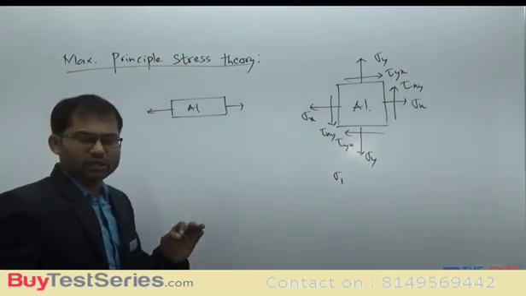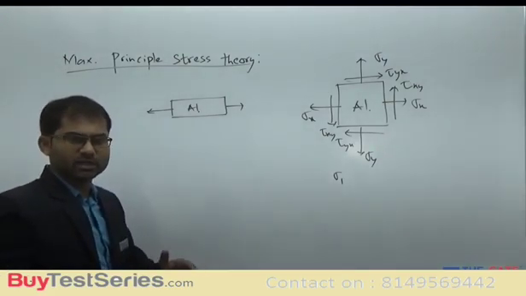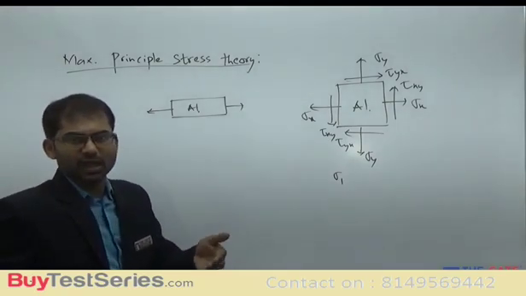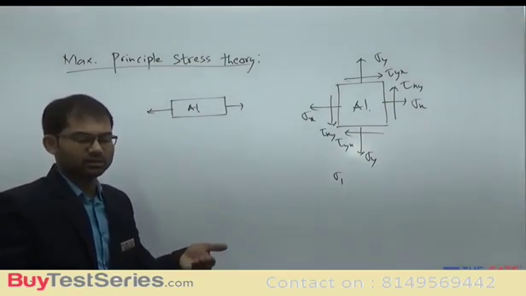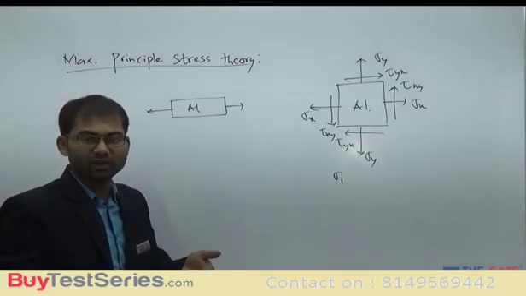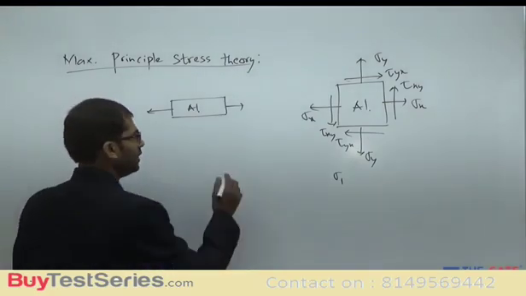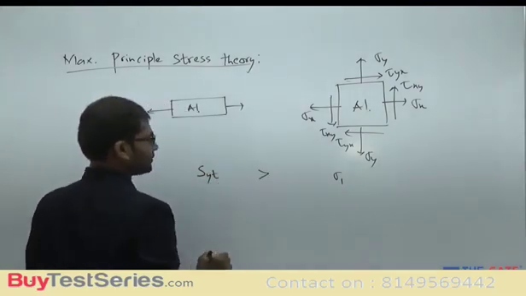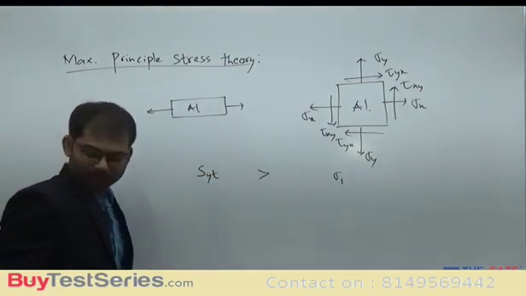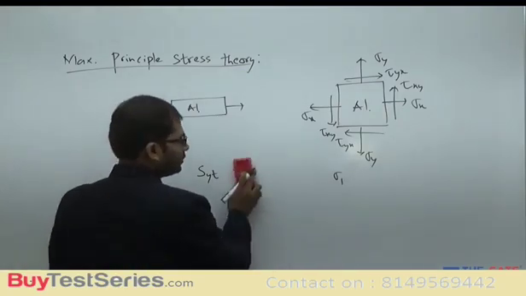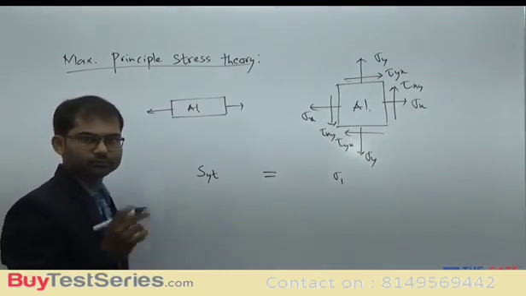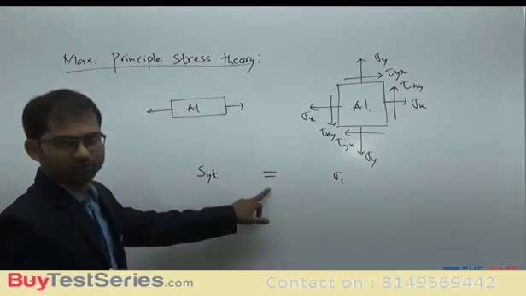If you turn your page and check, you will find that sigma 1 is sigma x in a general loading case, and the sigma x value reaches SYT at the time of failure. So sigma 1 is equal to SYT. This sigma 1 should be less than SYT for failure not to occur. If we need to go with the critical condition, then we take this as equal.